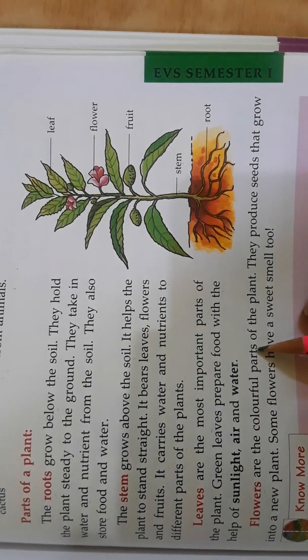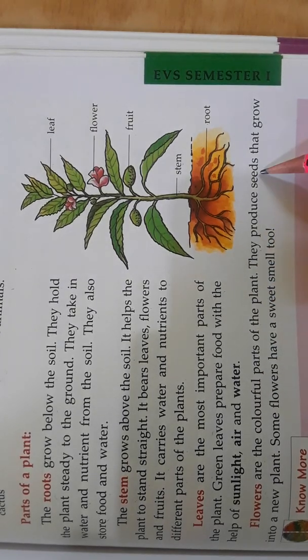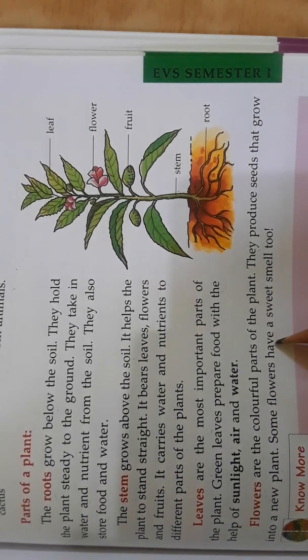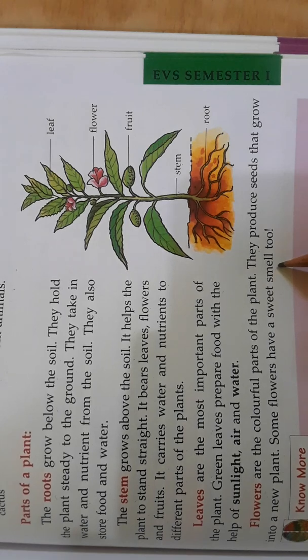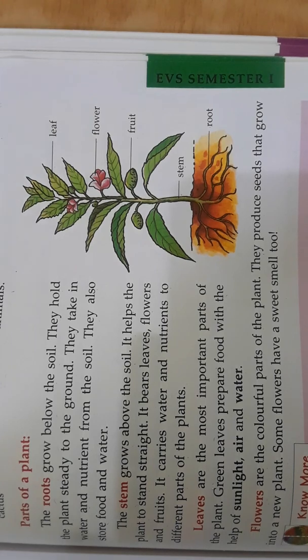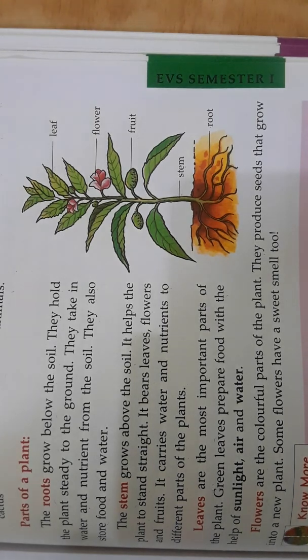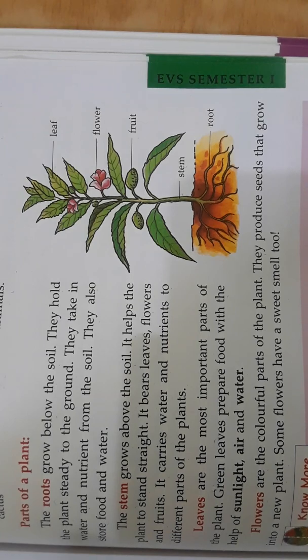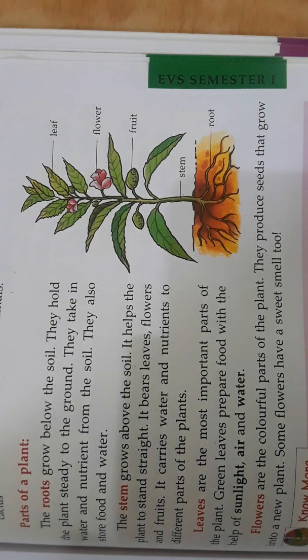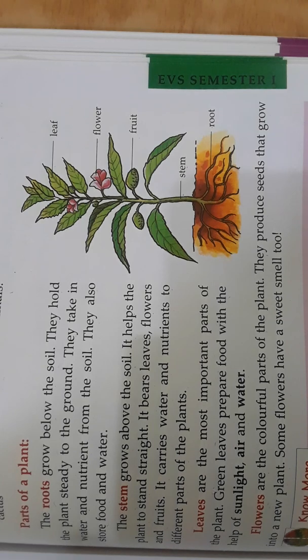Next we can see about flowers. Flowers are the colorful parts of a plant. They produce seeds that grow into a new plant. Some flowers have a sweet smell too. What do they produce? They produce seeds that grow into a new plant. Okay children, only the flowers produce seeds.